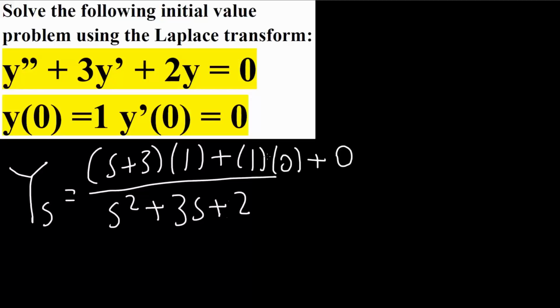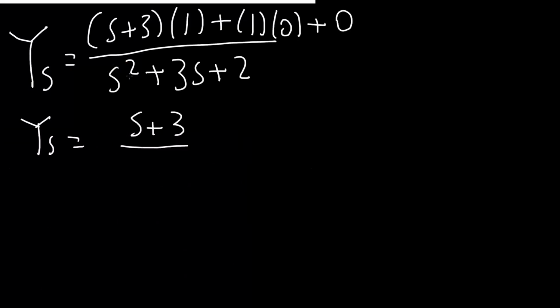And we will clear it out a little bit, so we can say Y(s) is equal to 1 times 0 is 0, plus 0 is also 0. So we would get s plus 3 divided by, I'm going to scroll down a little bit. And so we can factor this out, and so we would get s plus 3 divided by (s plus 2) times (s plus 1), like this.